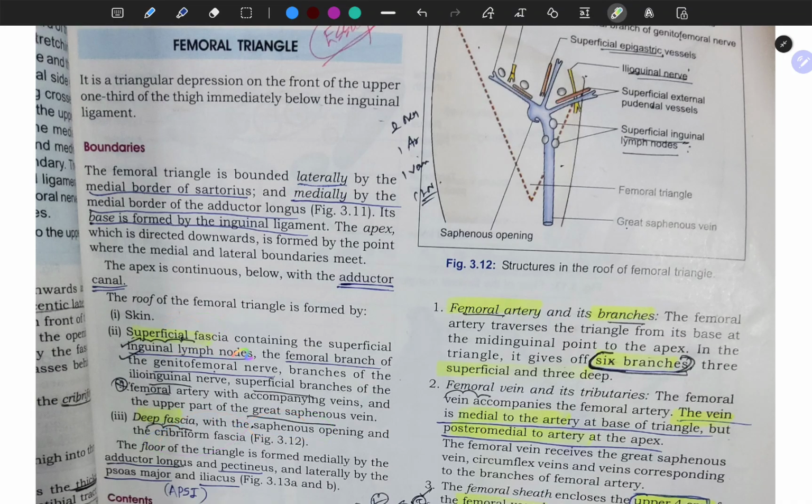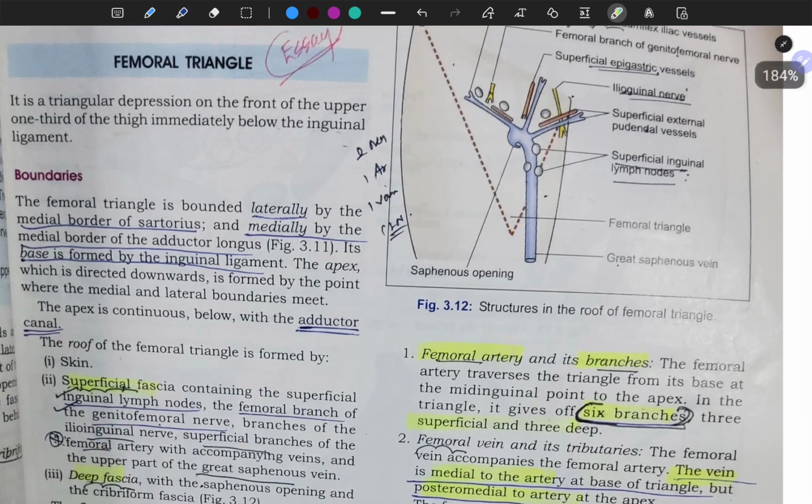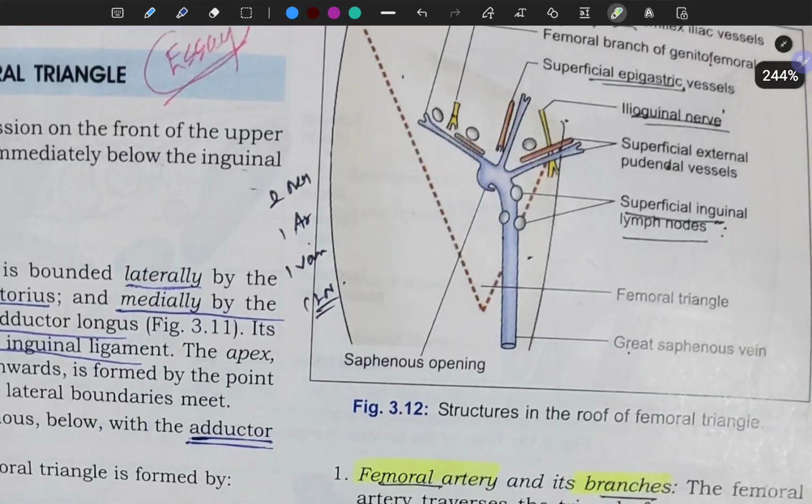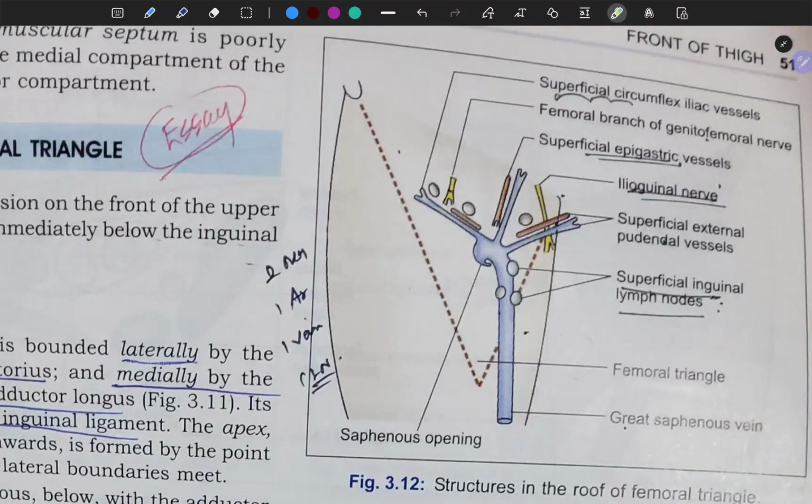The superficial fascia contains the inguinal lymph nodes, the femoral branch of the genitofemoral nerve, branches of the ilioinguinal nerve, and superficial branches of the femoral artery with accompanying veins. So just remember this: 3 nerves, 3 vessels. The femoral branch of genitofemoral nerve, ilioinguinal nerve, and the vessels: superficial epigastric vessel, superficial circumflex iliac vessel, superficial external pudendal vessel, and the superficial inguinal lymph nodes.